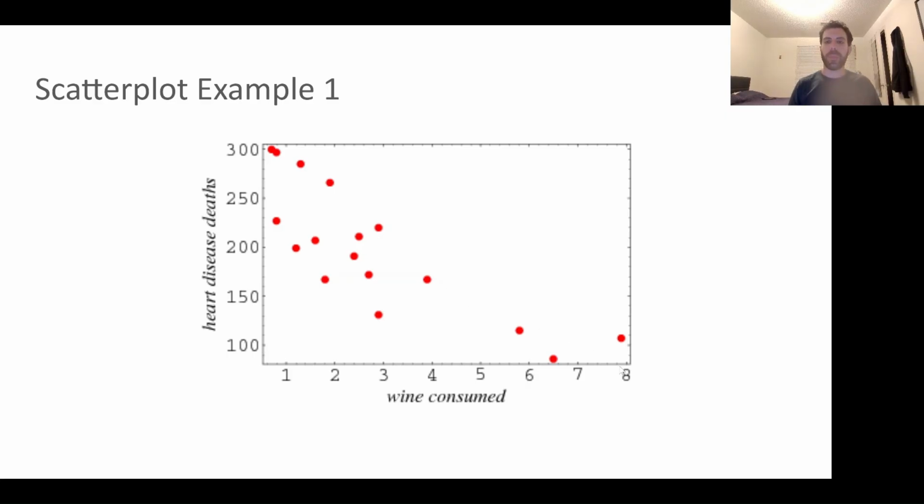However, and this is a point we made a couple lectures ago, we can't say that there's a causal relationship between wine consumed and heart disease deaths for a few reasons. One very important reason is there could be a lurking variable. What I mean when I say lurking variable is another variable that's correlated both with wine consumption and heart disease deaths. And I'll give you one. So it could be the case.